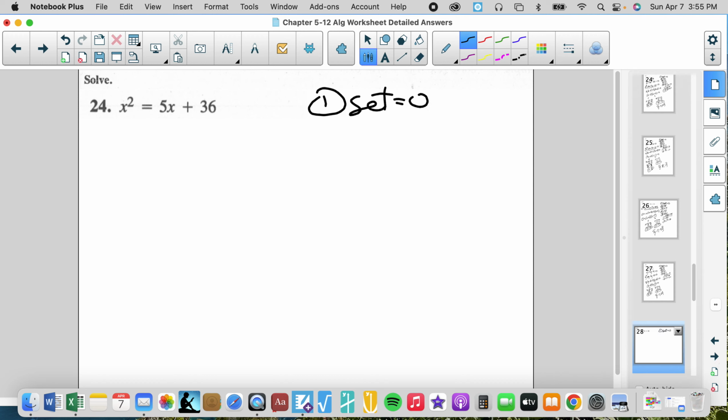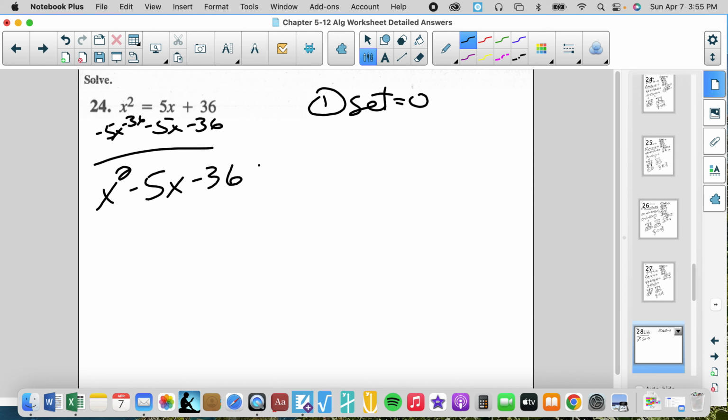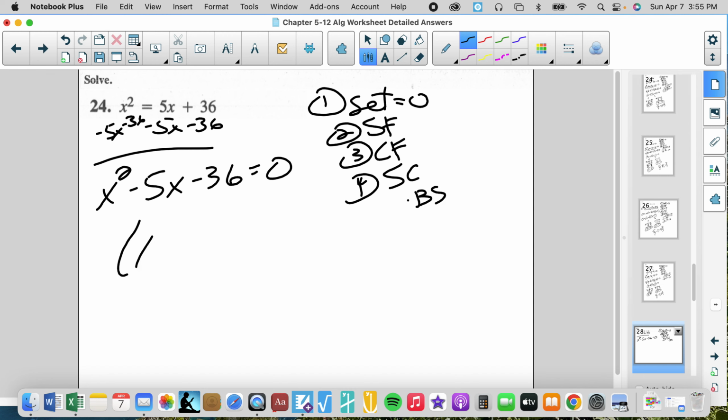Set equal to 0, minus 5x minus 36. x squared minus 5x minus 36 is equal to 0. It's already in standard form. There is no common factor. Is it a special case? Might be. Might be binomial square. So binomial square would be x minus 6, quantity squared. So x times -6 is -6x doubled. Is it equal to -12? No. So not a binomial square.